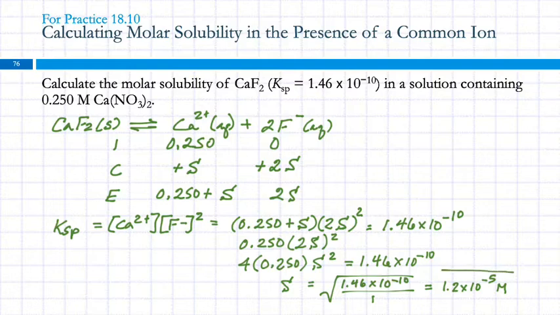So this is the molar solubility for calcium fluoride in a solution containing 0.25 molar calcium nitrate. The presence of the calcium here causes the equilibrium to shift to the left, and so we don't get as much dissolving as if there was no calcium present. The molar solubility here is not telling us what the concentration of calcium ion is in the solution. It's telling us how many moles of calcium fluoride will dissolve. Any questions?